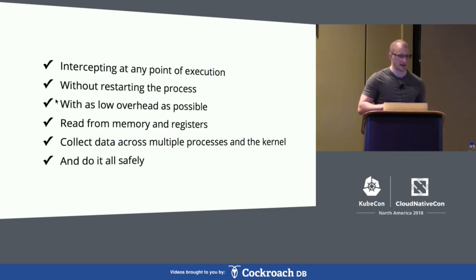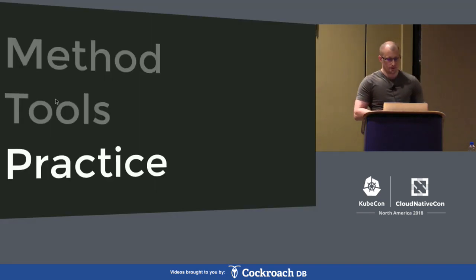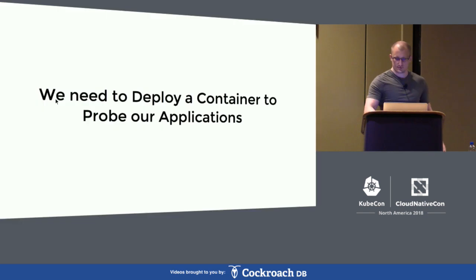So yeah, we kind of got what we wanted. We are able to intercept any point of execution without restarting the process with as low overhead as possible. We're able to read from memory and registers, collect data across multiple processes and the kernel, and we're able to do it all safely. So that's great. So how do we put this into practice?